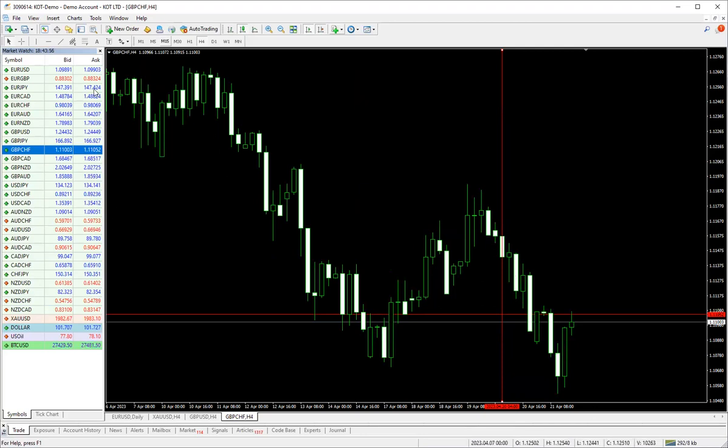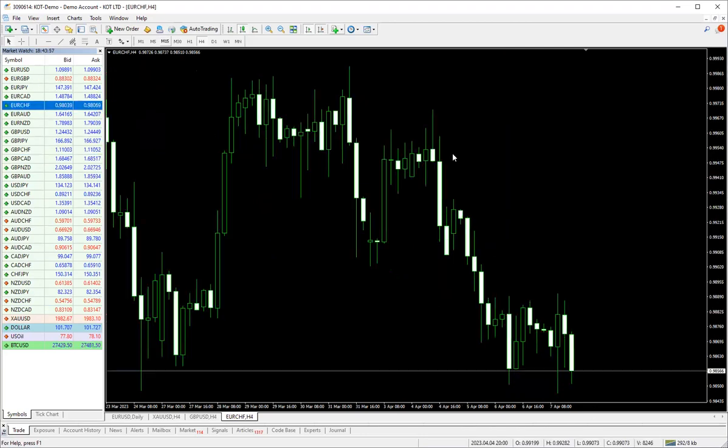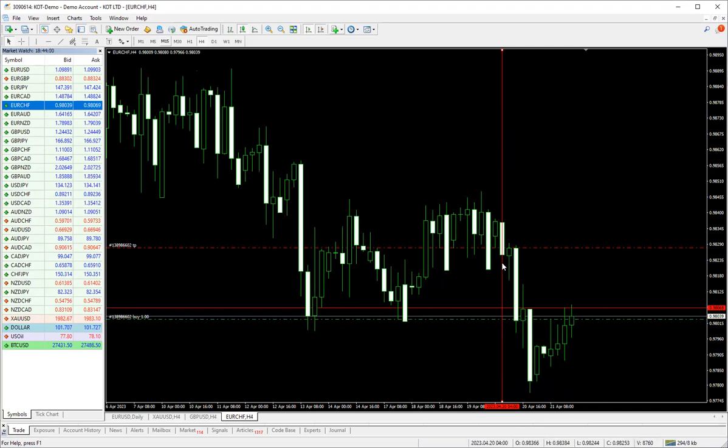Came sell. Now, Euro chef. Currently from 20th, if you look at it, from 20th, which was somewhere here, it came sell. And now it's on its way back to buy. So I took a buy trade on this one because of the reversal that is coming. I took a buy.